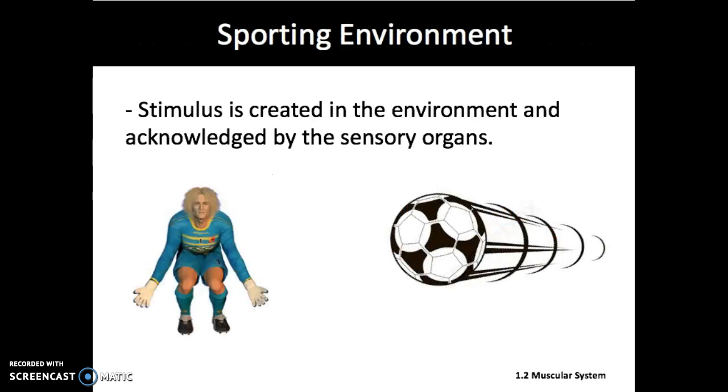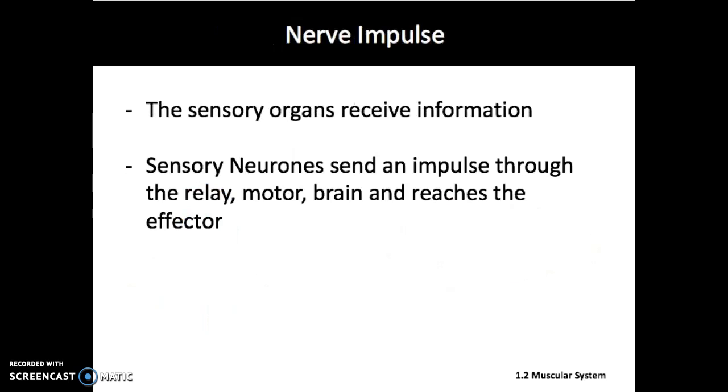The stimulus in the sporting environment starts the process and is acknowledged by sensory organs. In this case, a football is hit as a shot towards the goal, and the goalkeeper sees this. The information seen by the eyes is processed and is sent throughout the body as an impulse. This impulse is sent to the brain through the relay and the motor neuron. Once that impulse reaches the brain, a decision is made to contract the muscles so that the body can block the ball before it goes in the goal.